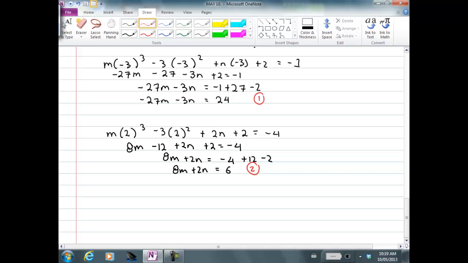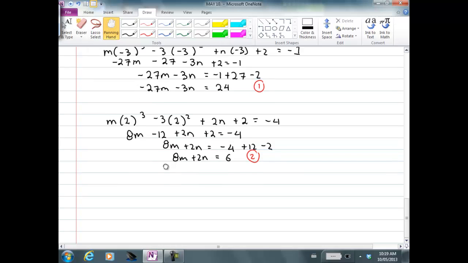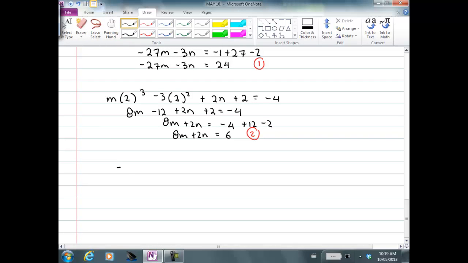Now, I'm only going to focus on the two equations. Forget everything else. I'm going to rewrite the two equations for you. One is negative 27m minus 3n equals 24. The other one is 8m plus 2n equals 6. In grade 11, your teacher taught you to solve two equations with two unknowns.